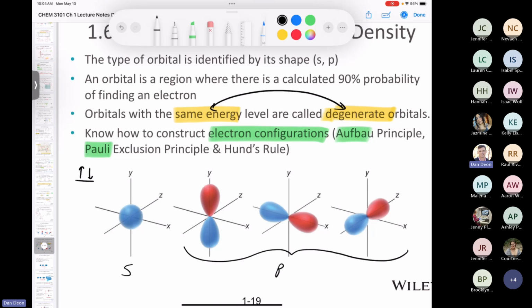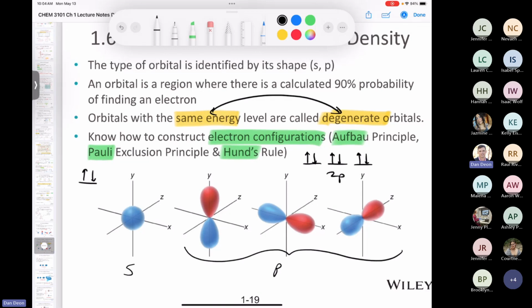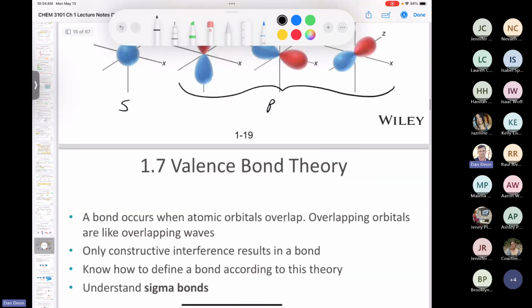And then you also need to know Hund's rule. Hund's rule is, let's say you have three degenerate 2p orbitals. You put one electron in each orbital before you start doubling them up, right? Sometimes I call this the bus rule. I won't go into why today. But anyhow, you need to know those three rules that you would have learned in General Chemistry 1.